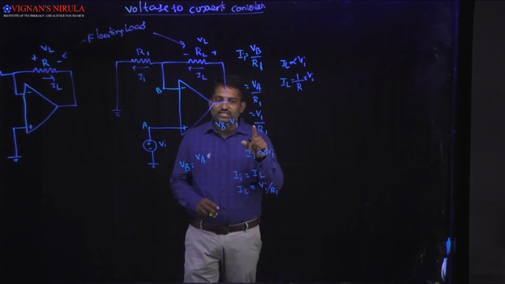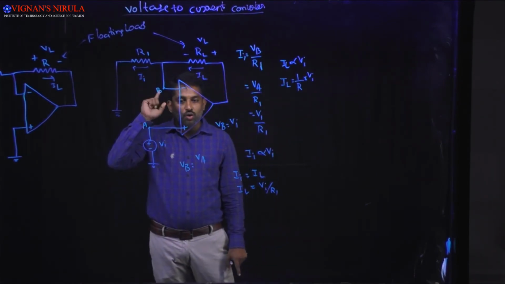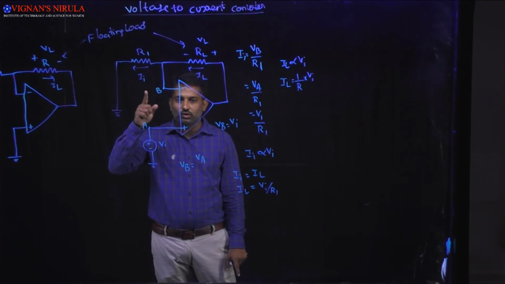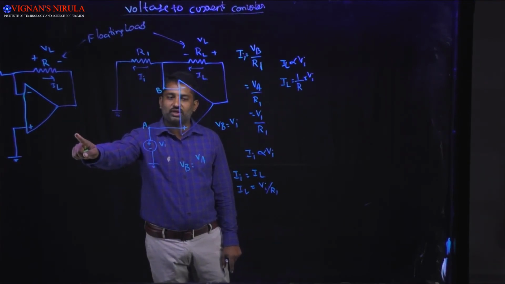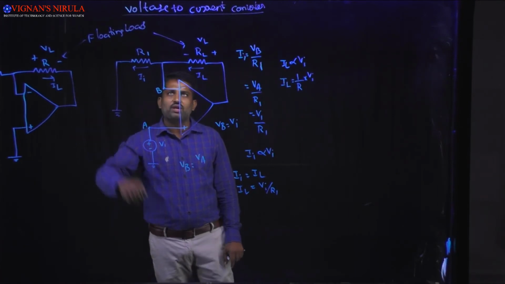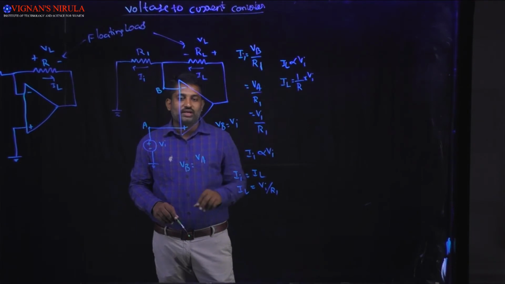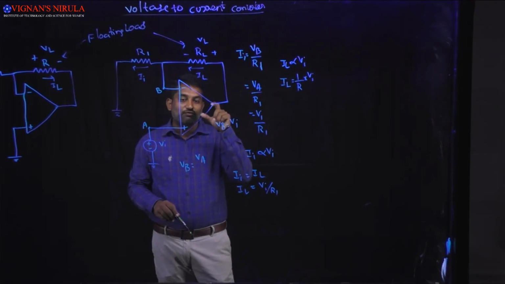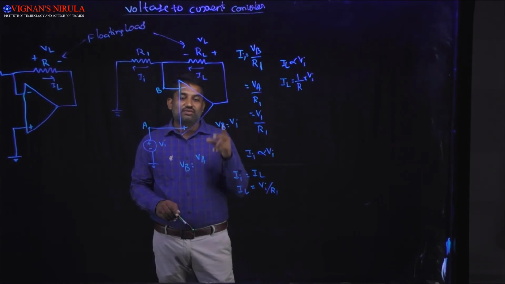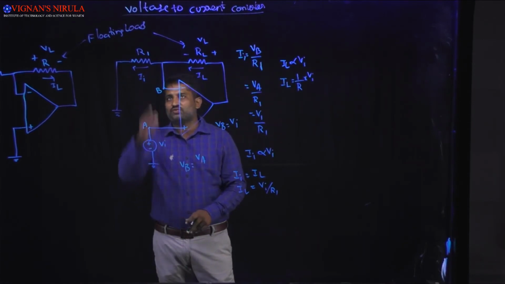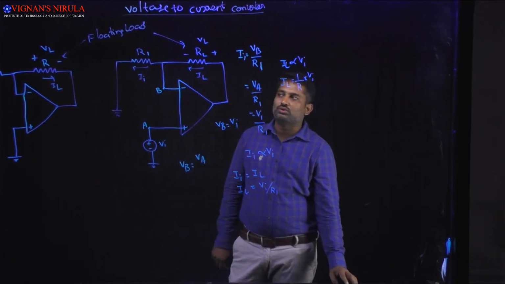In that, we first discussed the floating load. We call it a floating load because here the other end of the load is not connected anywhere. That's why initially I told you that depending upon the connection of the load, we divide the voltage to current converters into two types. One is the floating load and the other one is the grounded type load.